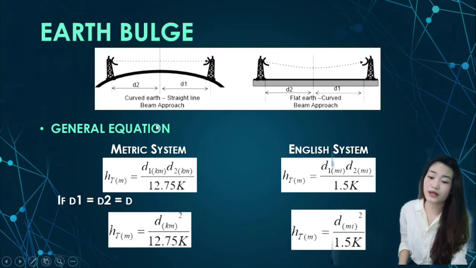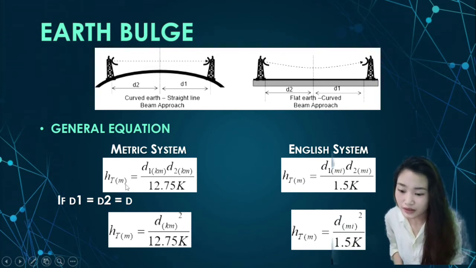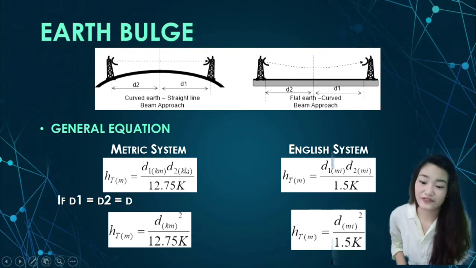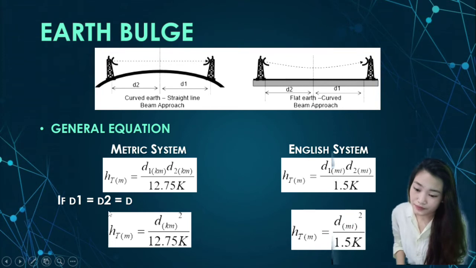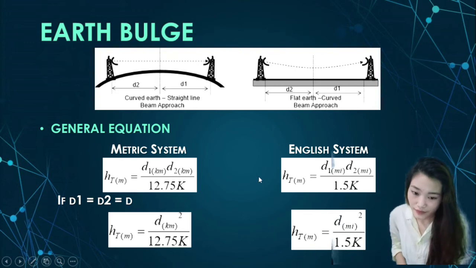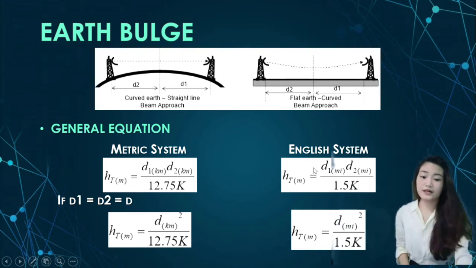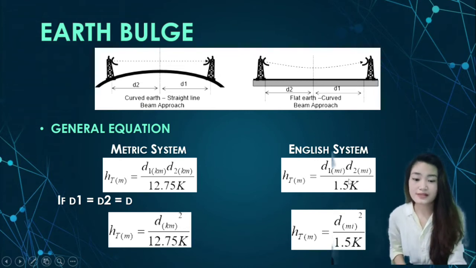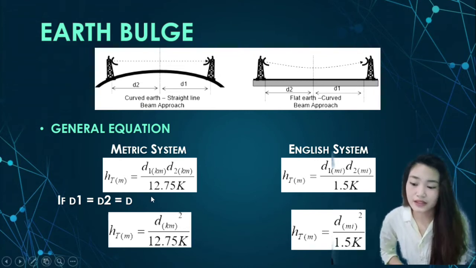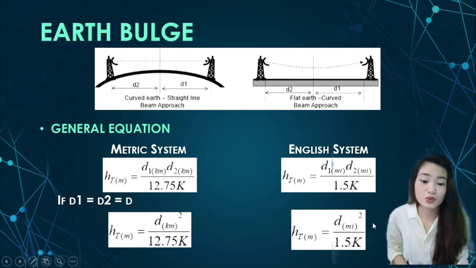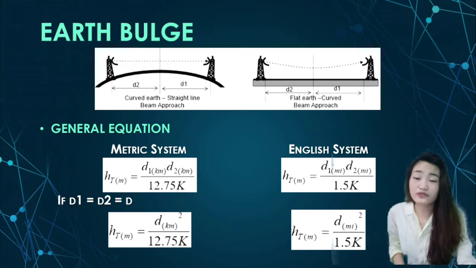This is the general equation. Metric system: Ht in meters is equals to D1 in kilometers times D2 in kilometers, all over 12.75 K. If D1 is equals to D2 is equals to D, Ht in meters again, D in kilometers squared, all over 12.75 K. In English system, the Ht in feet is equals to D1 in miles times D2 in miles, all over 1.5 K. And if D1 is equals to D2 is equals to D, Ht is equals to D in miles squared, all over 1.5 K.